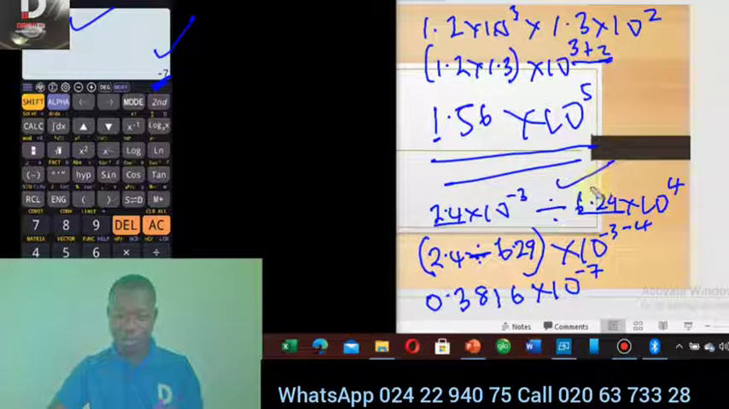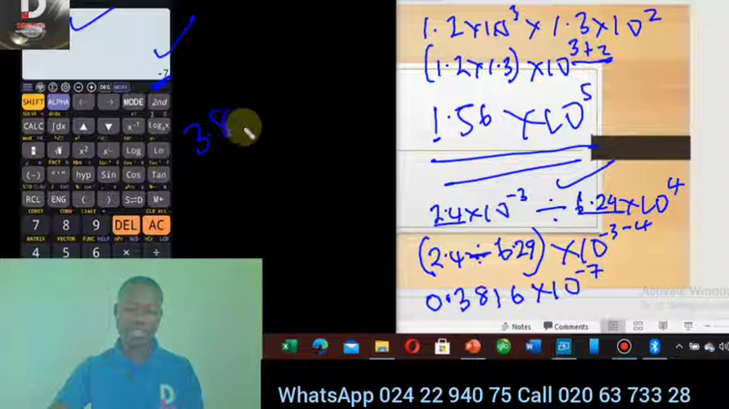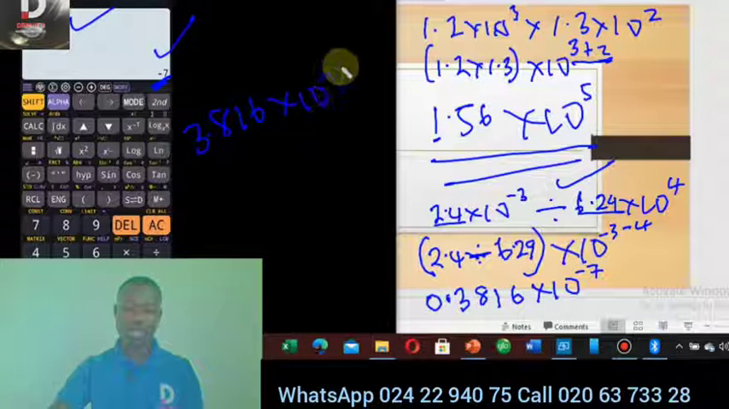Now look at the final answer. Is it in standard form? Yes. Is it in standard form? No. The decimal point is behind the first important number. 0 is not important in this case. So it becomes 3.816 times 10 raised to the power negative 7.